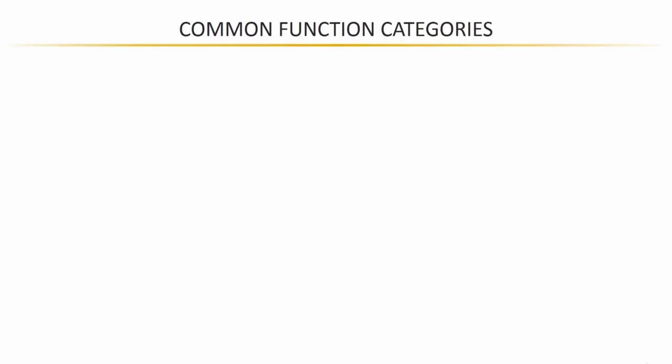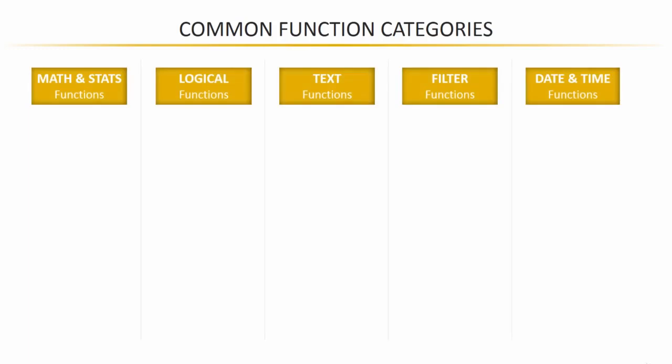All right, last note before we shift into DAX demo mode, I want to lay out the common function categories. Most of these should look familiar to Excel users. These map pretty closely with Excel function categories, especially math and stats, logicals, text, and date and time functions. One area that is quite a bit different in DAX is the filter function section, which we'll dive into later in the section.